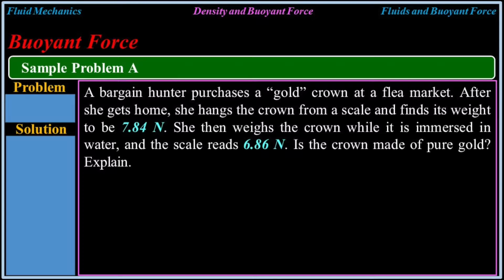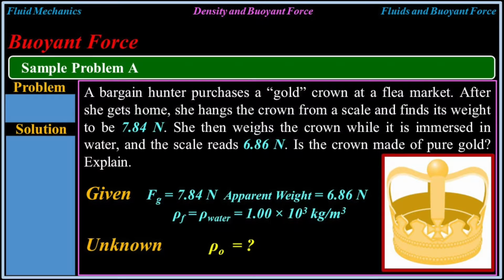A bargain hunter purchases a gold crown at a flea market. After she gets home, she hangs the crown from a scale and finds its weight to be 7.84 newtons. She then weighs the crown while it is submerged in water, and the scale reads 6.86 newtons. Is the crown made of pure gold? Explain. Well, here's what's given. Here's a picture of the crown, and we need to know the unknown. The unknown is rho naught. So let's determine rho naught.